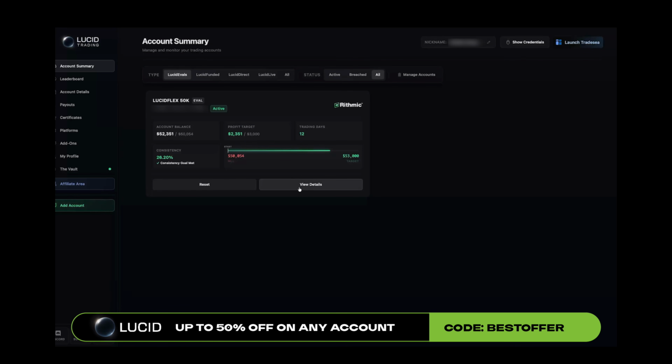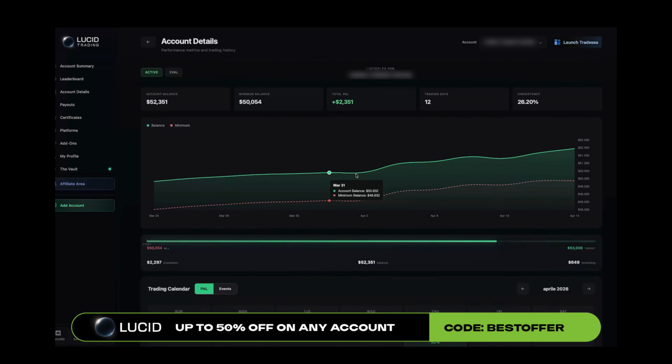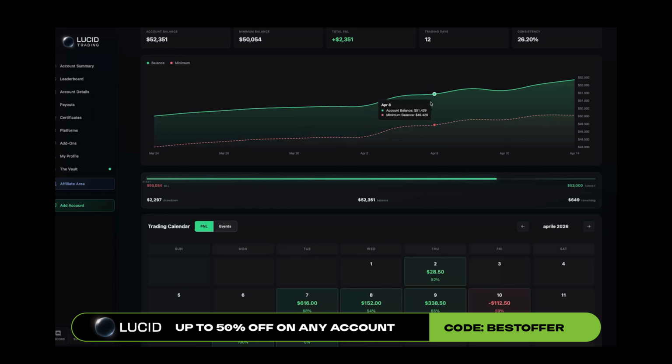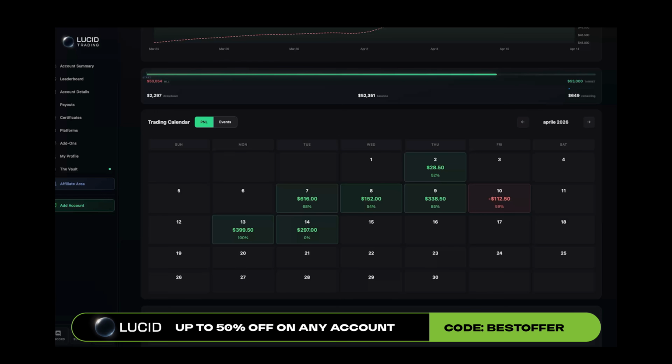So let's see the details of this account. As you can see, the account balance is $52,351. The minimum balance is pretty healthy, and the total PNL generated is $2,351 in 12 trading days with a consistency of 26%. As you can see, the equity line is pretty stable, and we need another $649 to pass it completely.